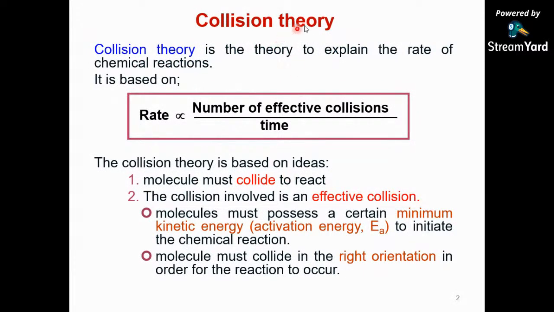So what is collision theory? Collision theory says the rate of the reaction is based on the number of effective collisions over time. There are terms and conditions to ensure that the reaction happens. First, the molecules must collide to react, and the collision must be effective, or the molecules must possess a minimum kinetic energy, which we call activation energy, symbol Ea, to initiate the chemical reaction. And then the molecules must collide in the right orientation. Okay, they hit together from left to right, so this is the right orientation.